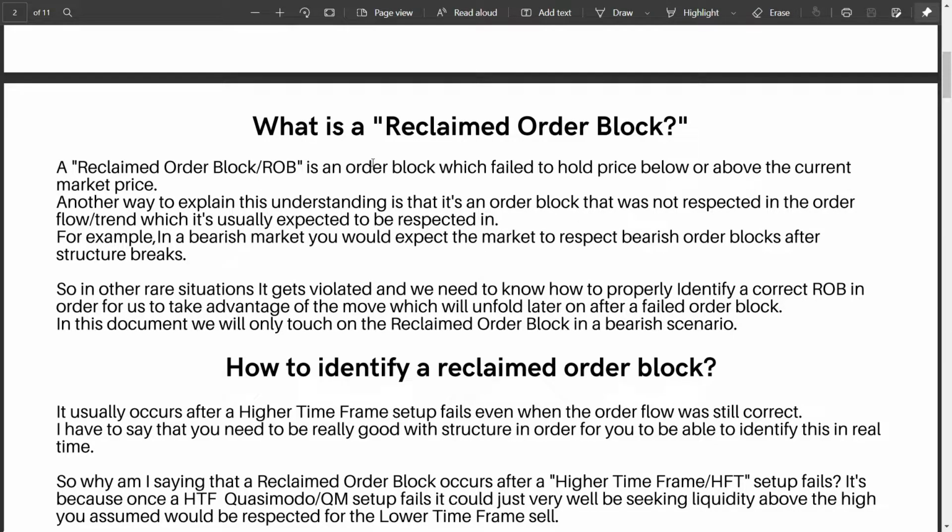So let's start here. What is a reclaimed order block? I'm just going to touch on a few things. A reclaimed order block is an order block which failed. Let's say that you're in a downtrend. Obviously what you'd want to focus on is bearish order blocks, right? So in this case, if a bearish order block fails and then price comes back to trade below that level of the order block, that's when we'll be able to utilize it as a reclaimed order block.